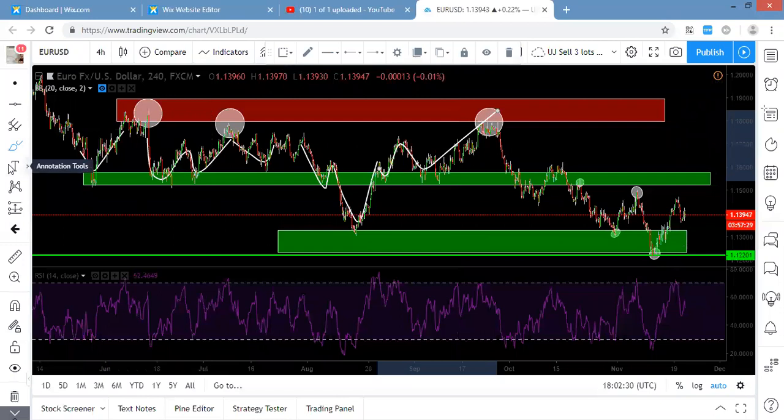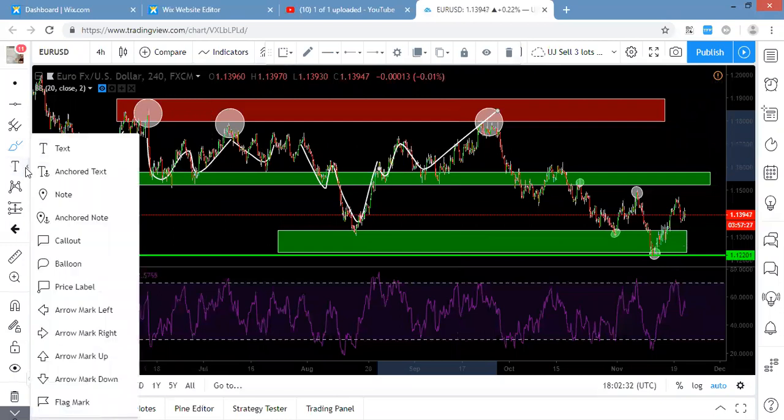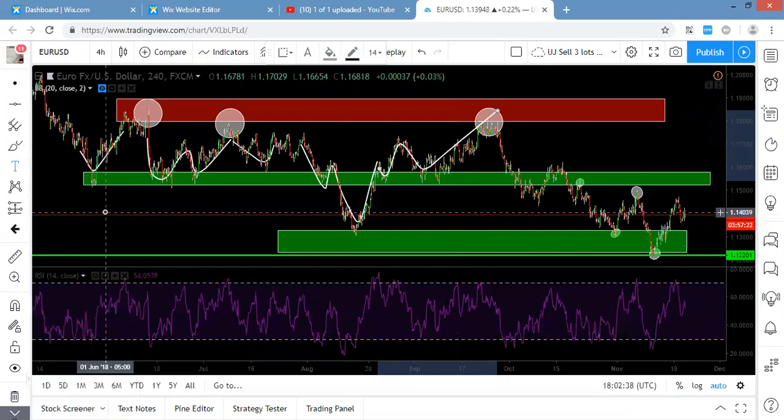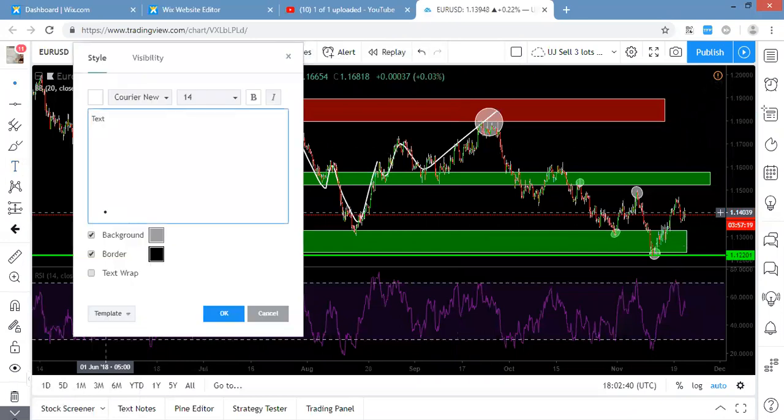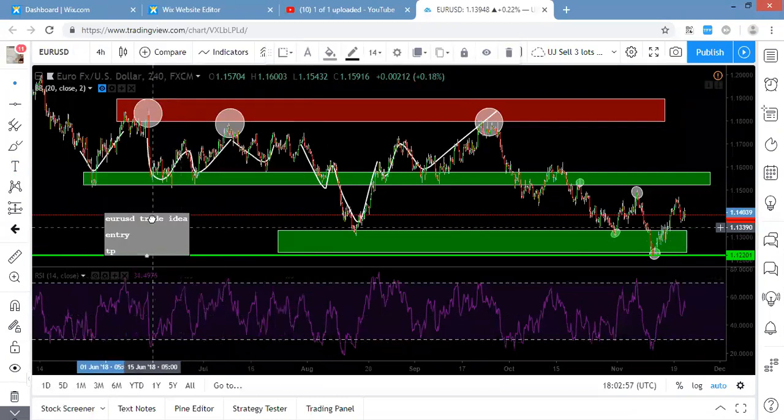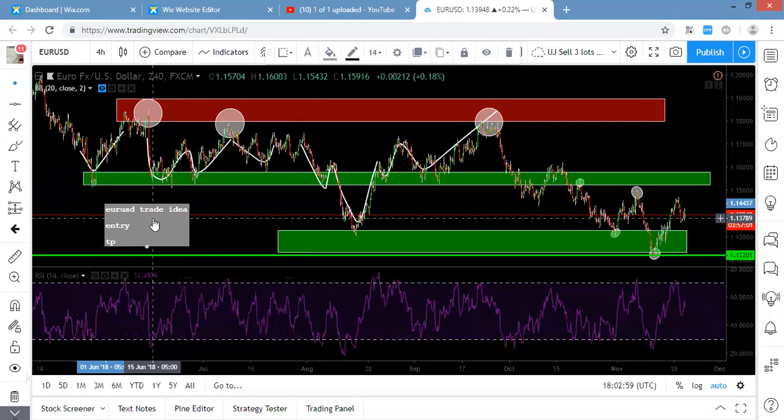If we go down here, I can add text, simple. The T is a text box. All I ever use is text, maybe a call out, but really just the text. And if I use it, I just click on the chart and then boom, I can type whatever I want. So if I want to type Euro USD, trade idea, and then give an entry or a take profit. So when you're marking up your chart, you can do that, give your inputs, and then put it there, right? Plain and simple. Just a little text box for you.